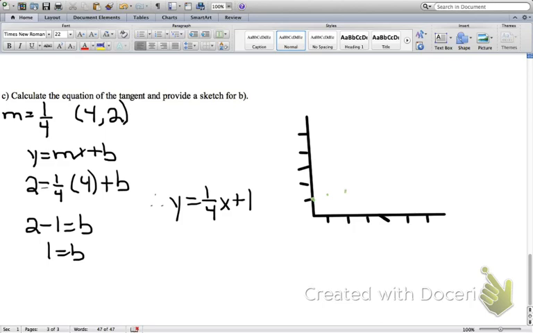Let's look at 4. If we look at 4, 4 times 1/4 is 1, 1 plus 1 is 2. And we could go further, but this is enough points for our sketch.